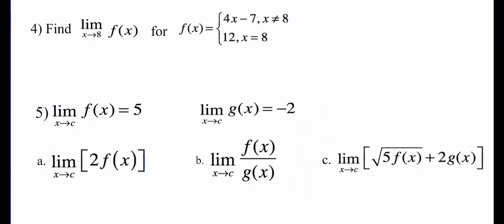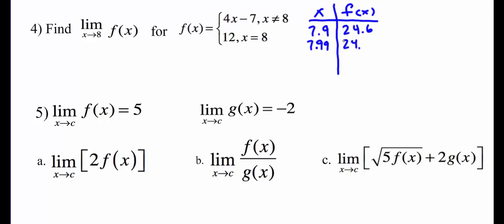All right, and we're going to continue with our table method on these next few. So this is a piecewise function. It says find the limit as x approaches 8 of our function, and you can see the piecewise function here. Now the weird thing is, actually at 8 the value is 12, but everywhere else we use this rule 4x minus 7. So I'm going to basically just use the 4x minus 7 rule and pick some values that approach 8. So maybe 7.9, I get like 24.6. 7.99 is 24.96.